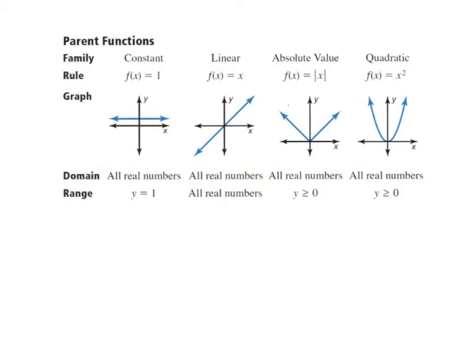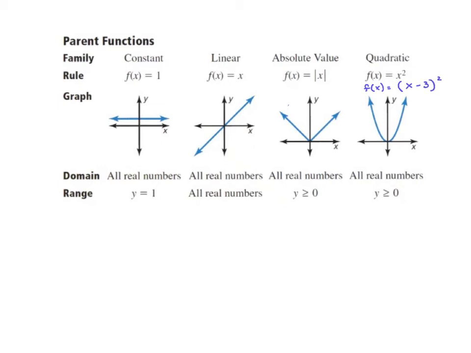So to translate a function up and down, you just have to add or subtract a number outside of the function. The other form of translation is left and right. Well, how do we do left and right? In this case, you have to do it inside of the function.